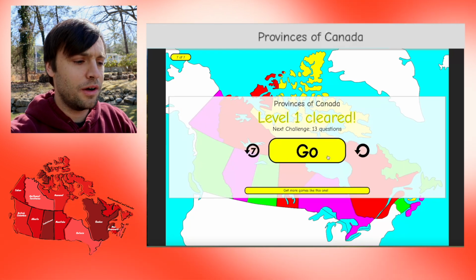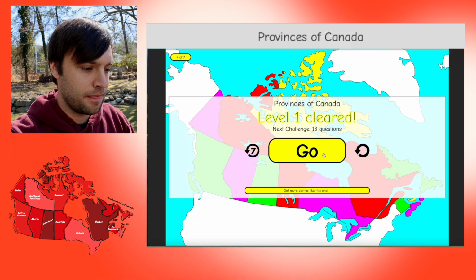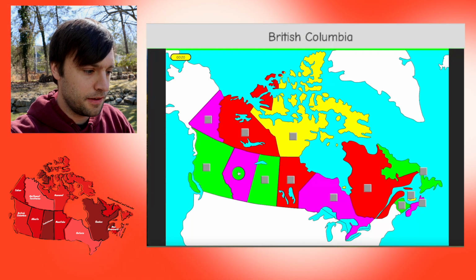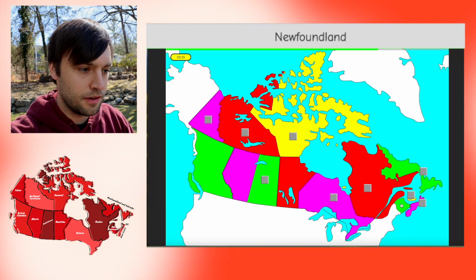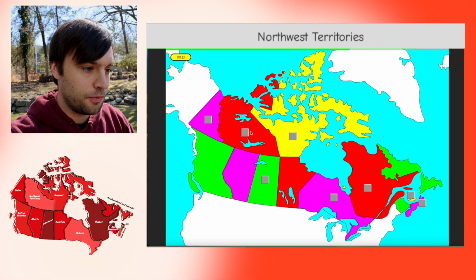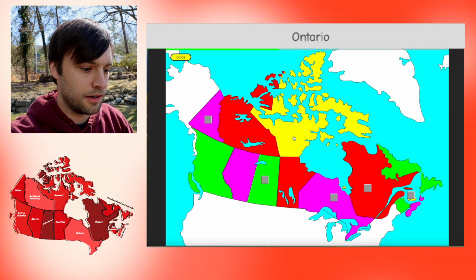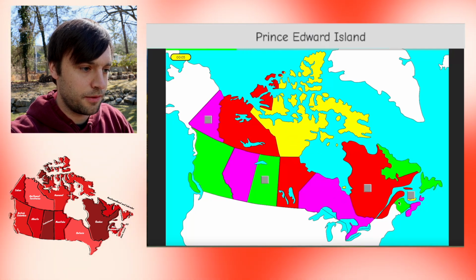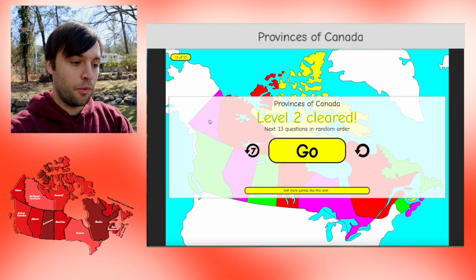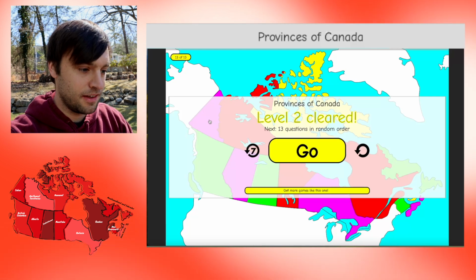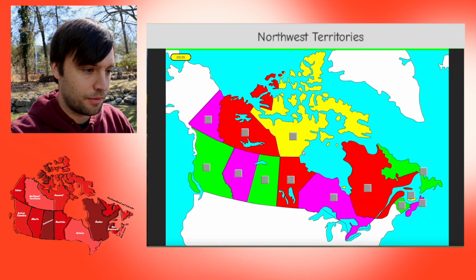So that's great. Level 1 was cleared. I made another attempt, but let's see how this can go. Let's see if I can do better. 13 questions. Alberta, British Columbia, Manitoba, New Brunswick, Newfoundland, Northwest Territories, Nova Scotia, Nunavut Territory, Ontario, Prince Edward Island, Quebec, Saskatchewan, and Yukon Territory. We have cleared level 2. That's great. These next questions are going to be in random order and the boxes will go away. So I'm going right in.